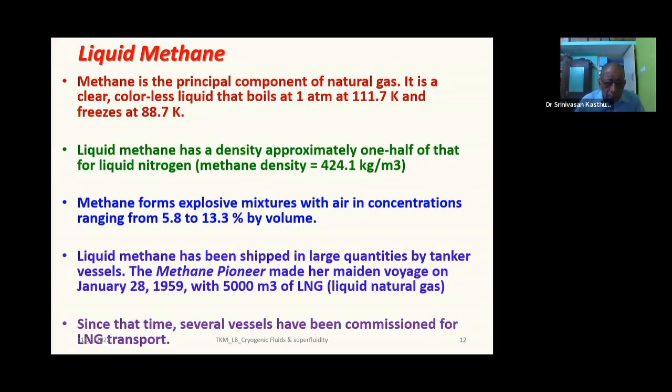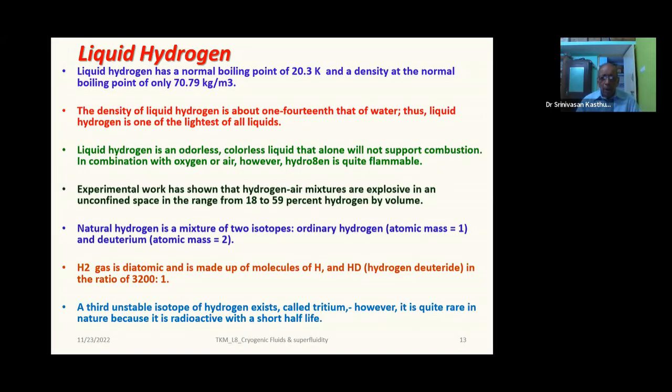Liquid methane is shipped in large quantities by tanker vessels. The Methane Pioneer made its maiden voyage on January 28, 1959, with almost 5,000 meter cube of LNG, which is called liquefied natural gas. Since that time, several vessels have been commissioned for LNG transport. You know very well that you can use LNG as a fuel for our transport system. So people are now working in this area for applications relating to transport.